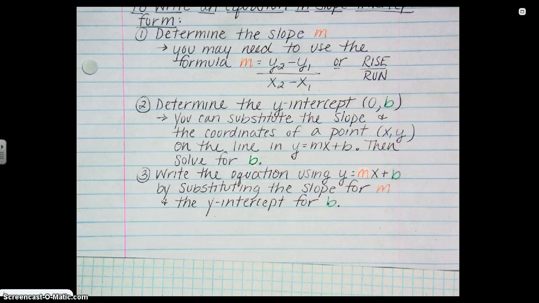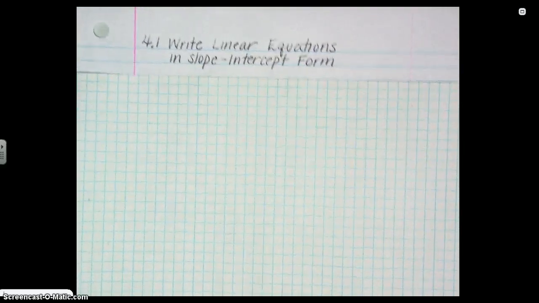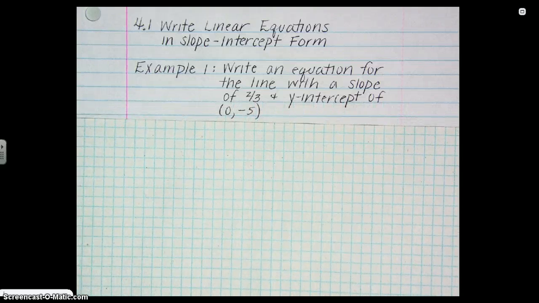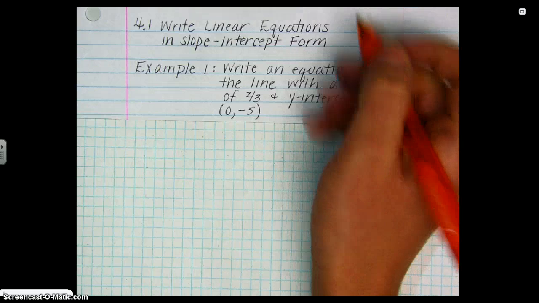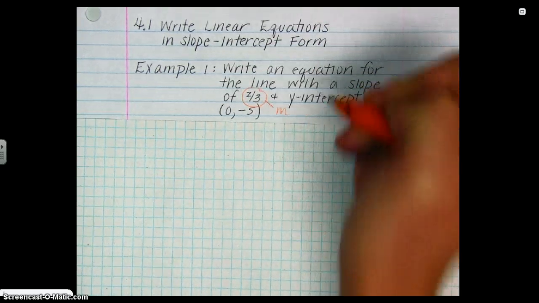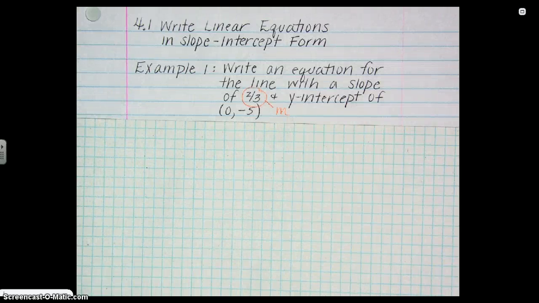So let's look at some examples to help this make a little bit more sense. So Chapter 4, Section 1. Let's look at this first example. In example 1, we simply want to write an equation for the line with a slope of 2/3 and y-intercept of 0, negative 5. So this one isn't too bad because we are directly given the slope, and we're told the slope is 2/3. So that's our m. We're going to be plugging that number in for m into our equation.